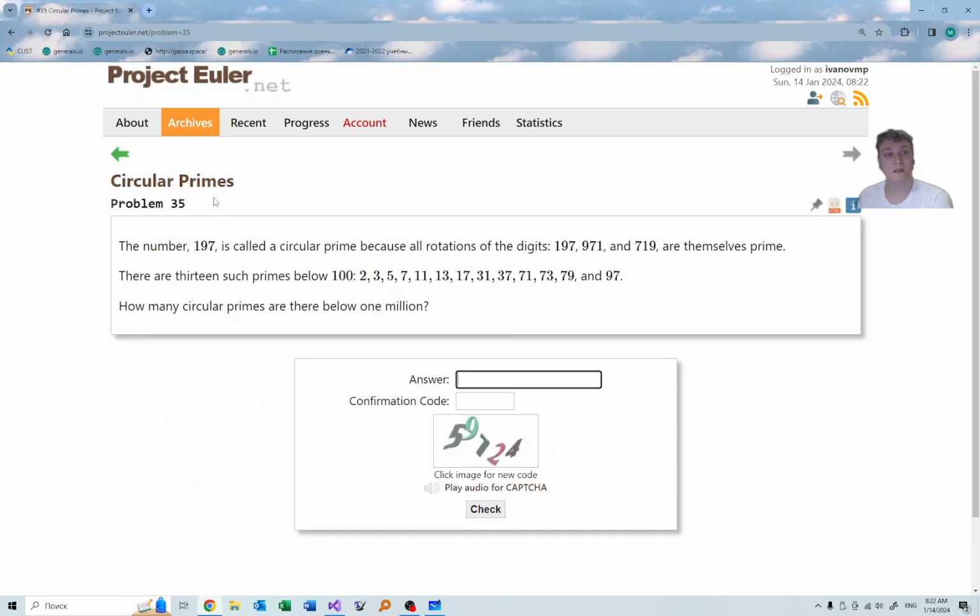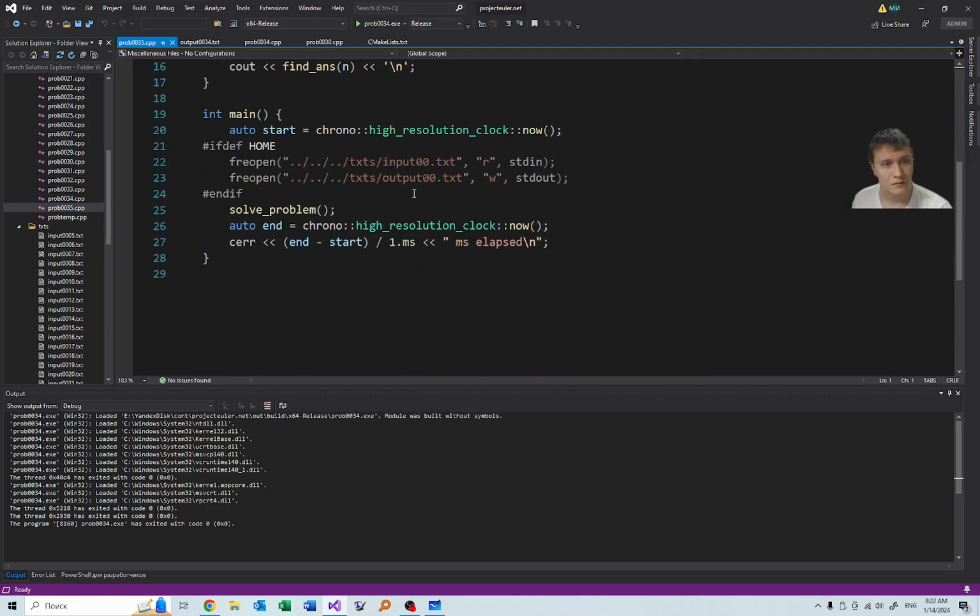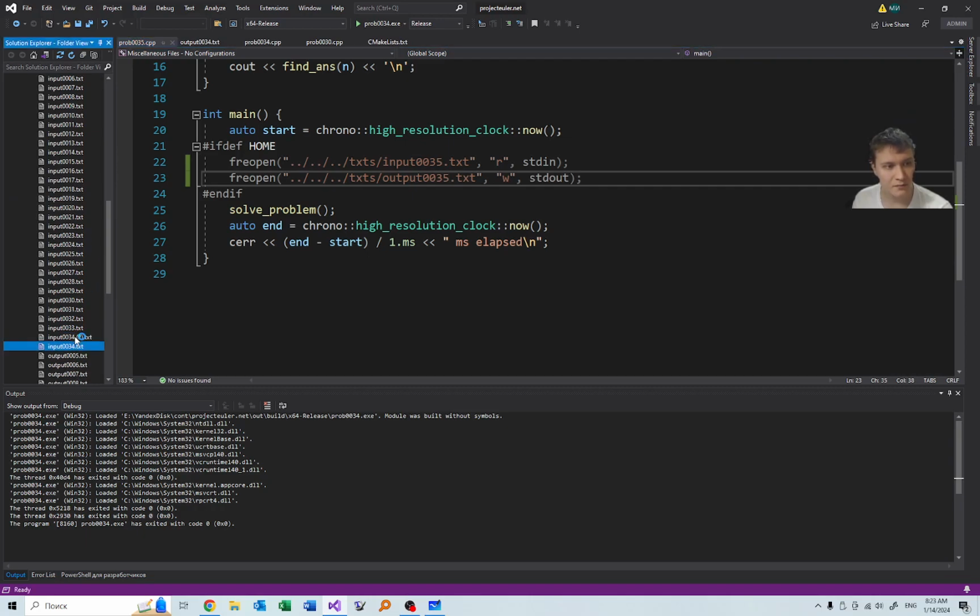Problem 35. The number 197 is called a circular prime because its rotations are themselves prime. How many circular primes are there below 1 million? Okay, first of all, we need to use Eratosthenes sieve as always. This is finally a problem with an input which is 1 million.